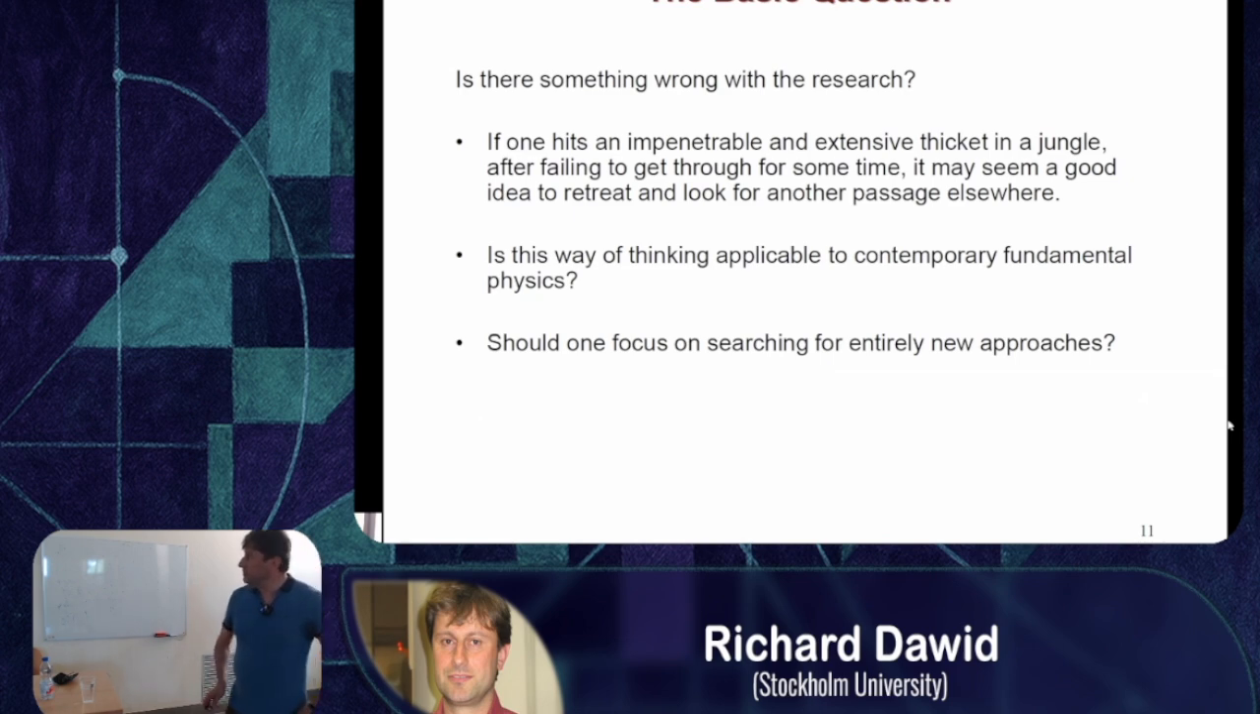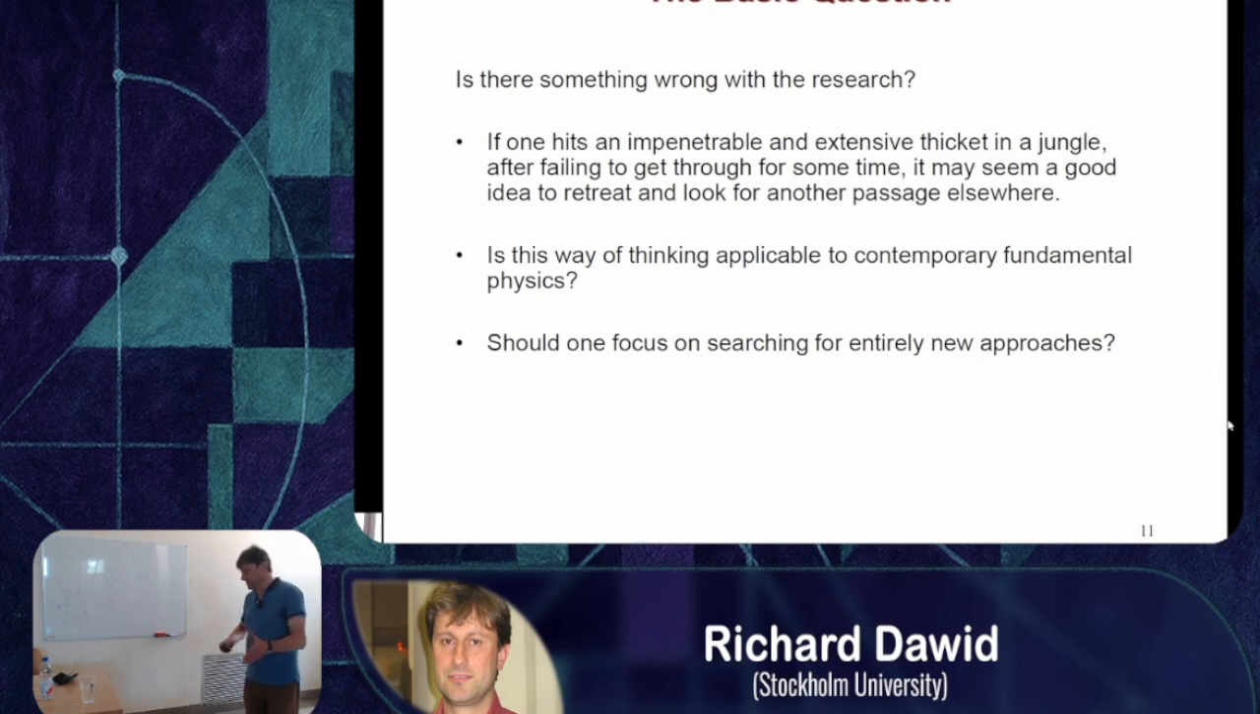So there are two basic questions here. The first question, faced with this situation, is whether there is something wrong with the way this research is carried out. Whether there is something fundamental, some flaw in the way the science is done at this point.